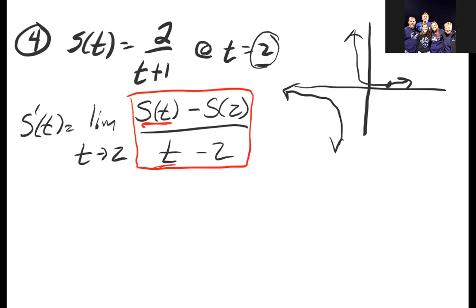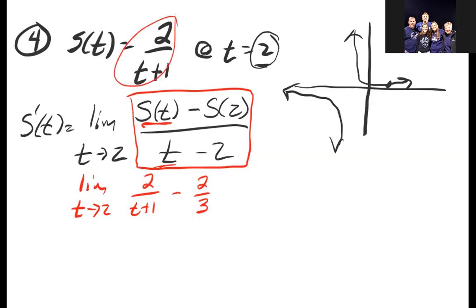So that's going to be the limit as t approaches 2 of 2 over t plus 1 minus 2 over 3, because if I evaluate this at 2, I get 2/3. And then we get t minus 2. So far so good? Now, once again, we're running into this problem. The easiest way to evaluate a limit would be to just plug this number in. Well, we can't, because we can't divide by 0.